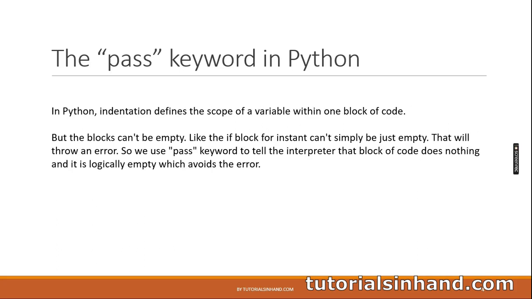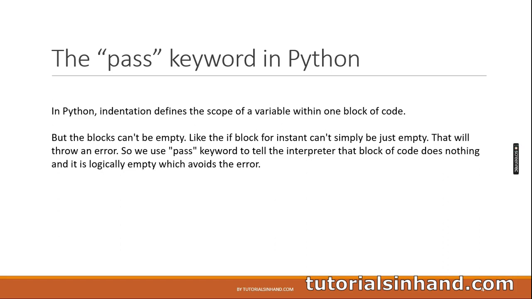Let's proceed. The pass keyword in Python. In Python, indentation defines the scope of a variable within one block of code. But the block can't be empty. Like the if block, for instance, can't simply be just empty. That will throw an error. So we use the pass keyword to tell the interpreter that the block of code does nothing and it is logically empty, which avoids the error.